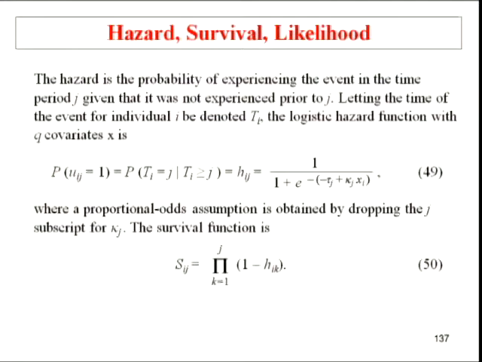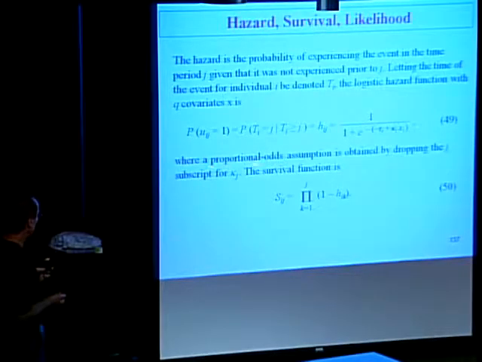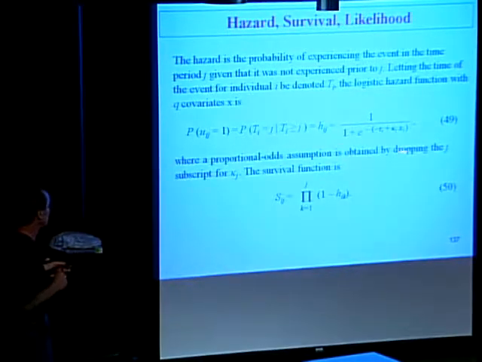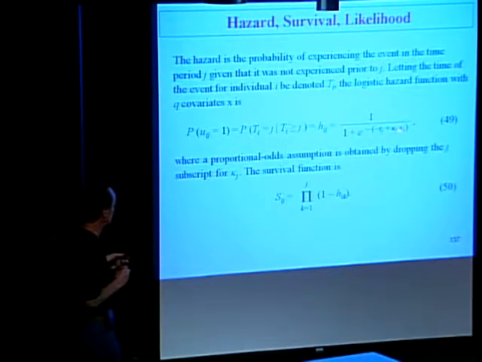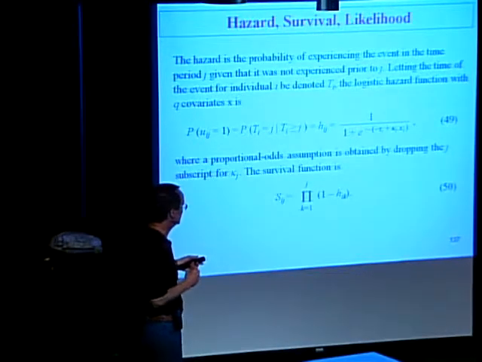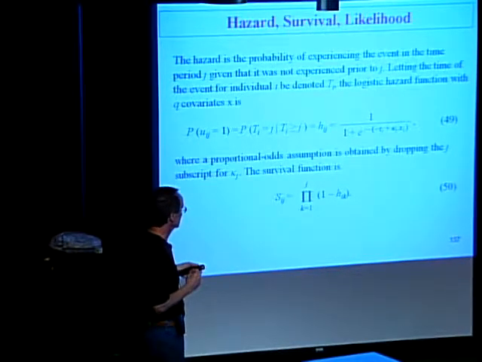So I'm going to give you an example of that. And here we get a so-called proportional odds assumption embedded in the model if we drop the j subscript for k. That is, dropping the j subscript would mean that x influences u the same way at all time points. So that would be, if you look at the right screen, saying that u1 on x, its slope is the same as u2 on x, u3 on x, u4 on x.